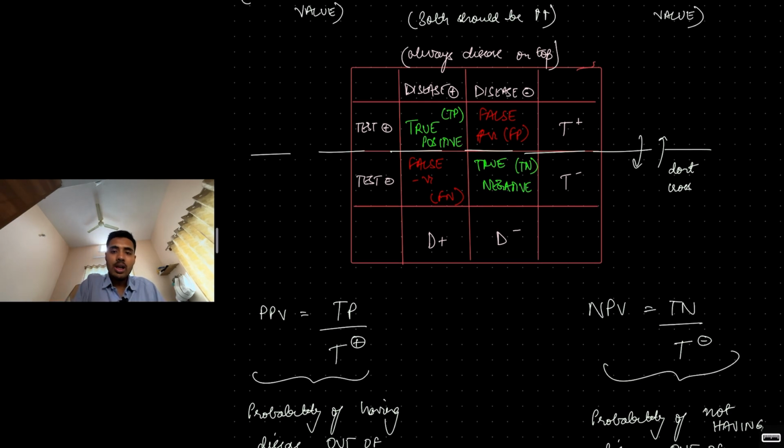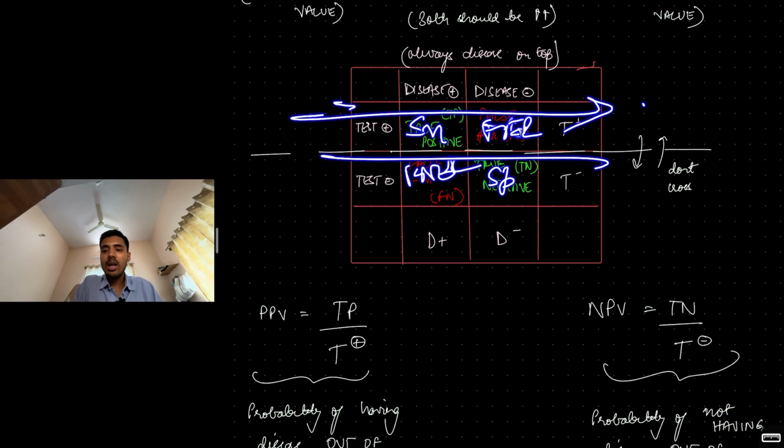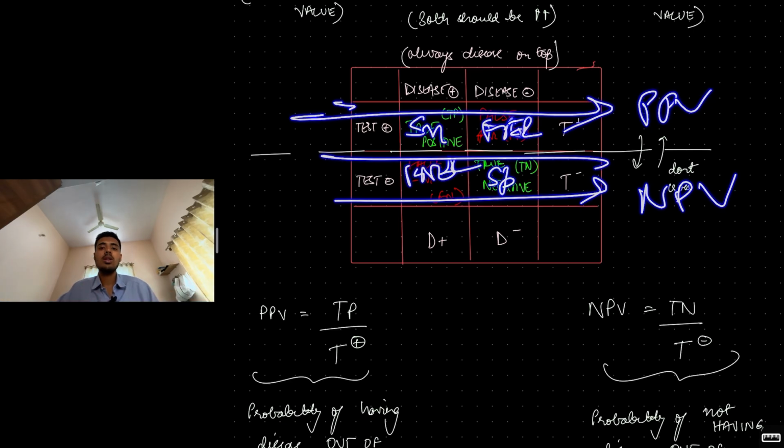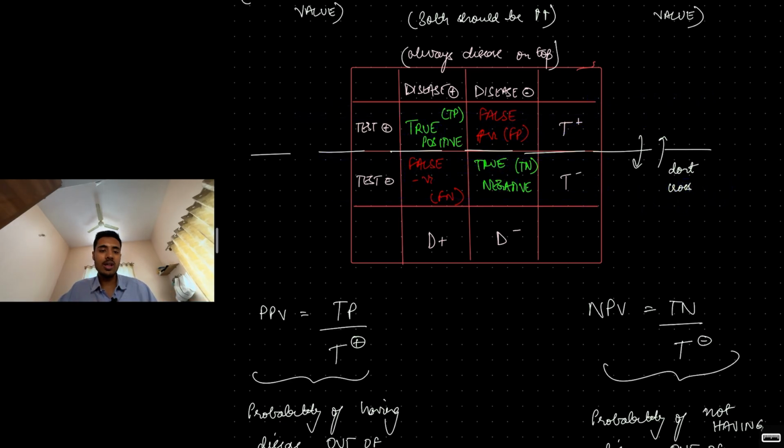Here you'll write sensitivity, here you'll write specificity, here you'll write false positive error rate, here you'll write false negative error rate. And if you're looking in terms of rows, then this row you'll look at positive predictive value and this row you'll look at negative predictive value. That is how from a 2x2 table you'll get all the screening parameters.